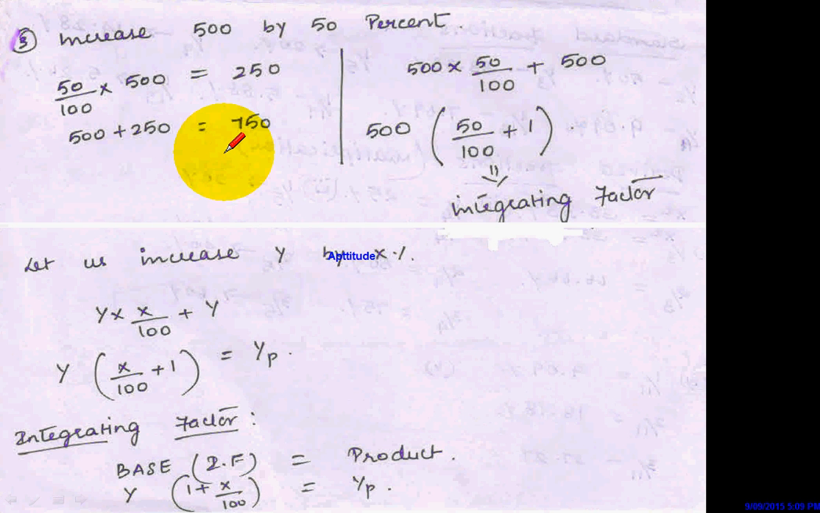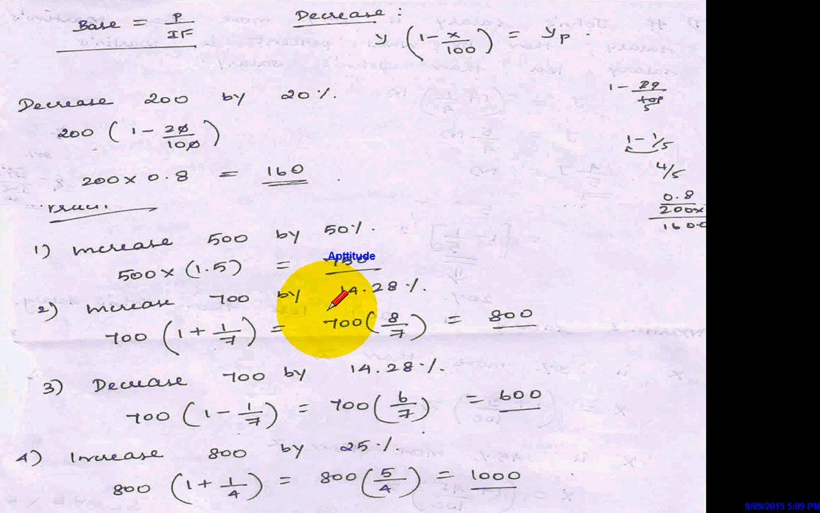Can you understand this equation now? This is the base into integrating factor. 1 minus, instead of x I use the 20, so 1 minus 20 by 100. What is y? y is the base number, which is equal to 200. So 200 into 1 minus 20 by 100, cancel it, you will get 0.8, that is 160. If you decrease 200 by 20%, the answer is 160.